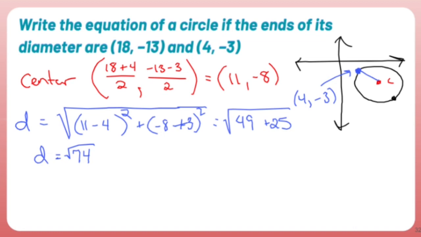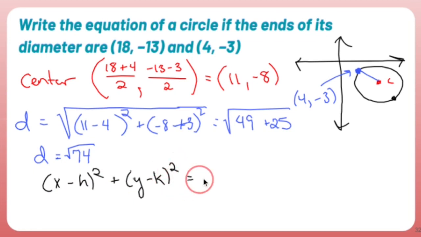The equation for a circle is (x minus h) squared plus (y minus k) squared equals r squared. What's h and what's k? My center is (h, k). R means radius, so the distance that I found here, that's my r. So I'm going to square root 74. Nah, I'll just cancel things out. But we'll get there.